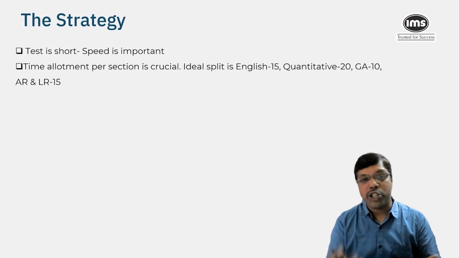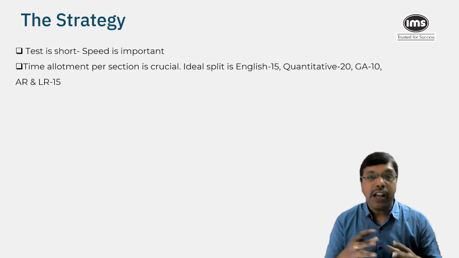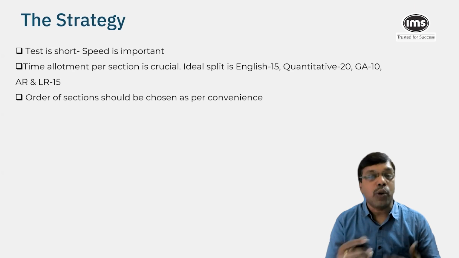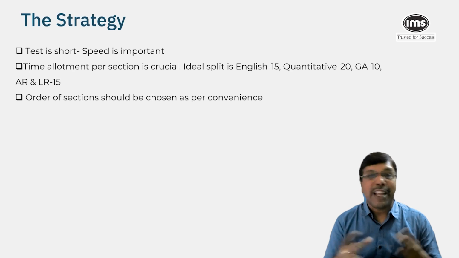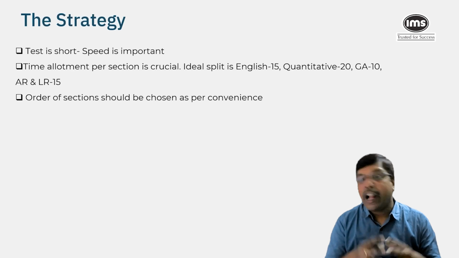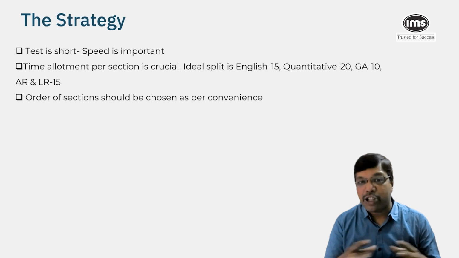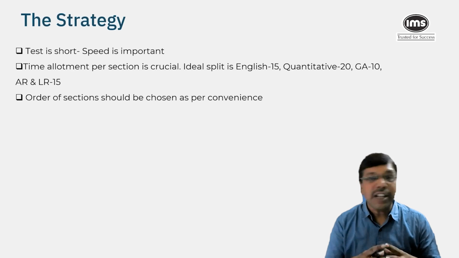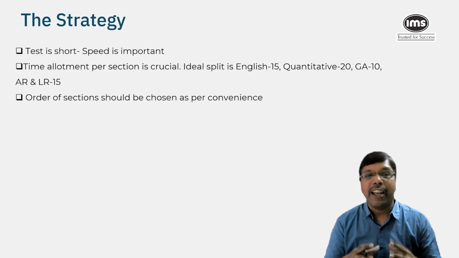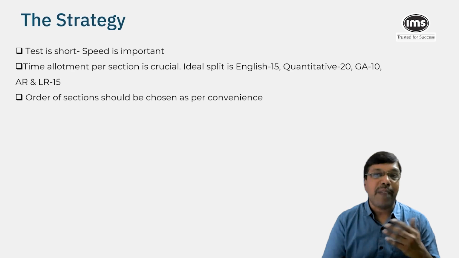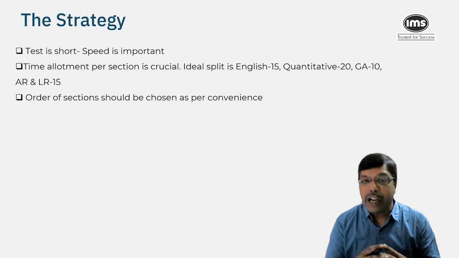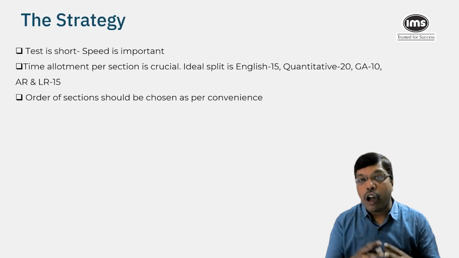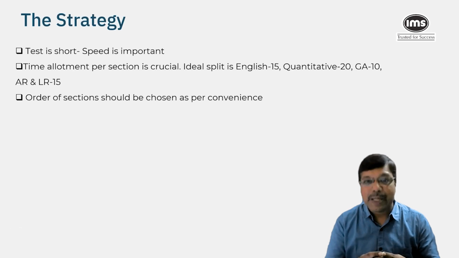Since there is no restriction on the time limit and the order of the sections is also completely of the student's choice, the time allotment per section is very crucial. The ideal time distribution should be such that English section 15 minutes, quantitative 20 minutes, general awareness 10 minutes, analytical reasoning and logical reasoning the remaining 15 minutes. However, the time distribution can be different for each of you depending on your strength and weak areas.